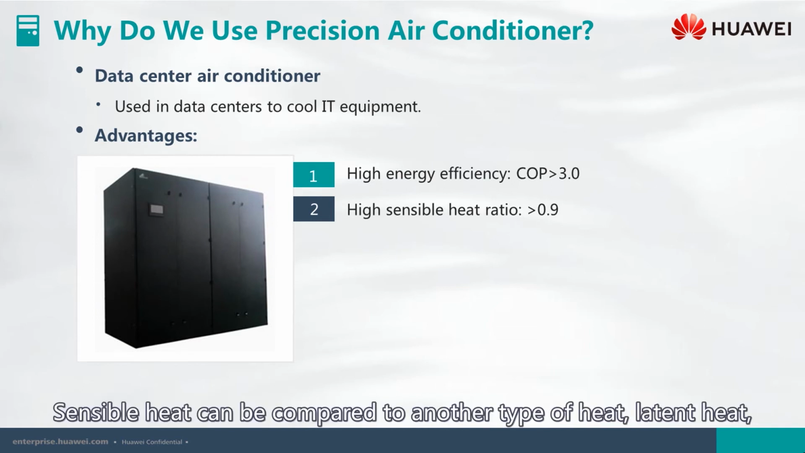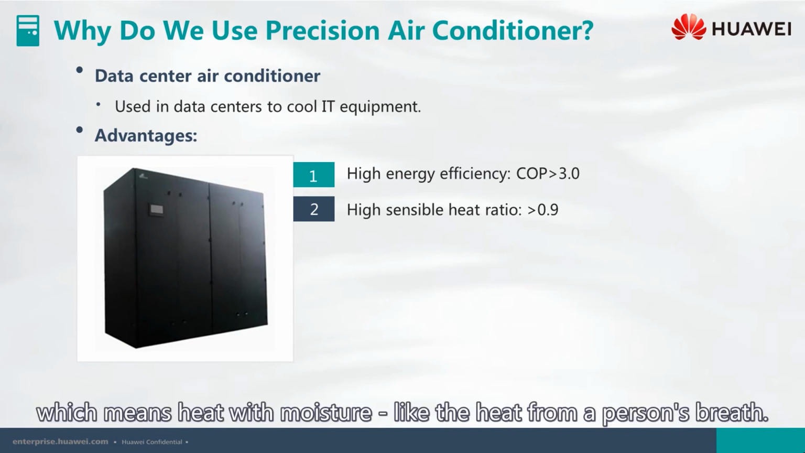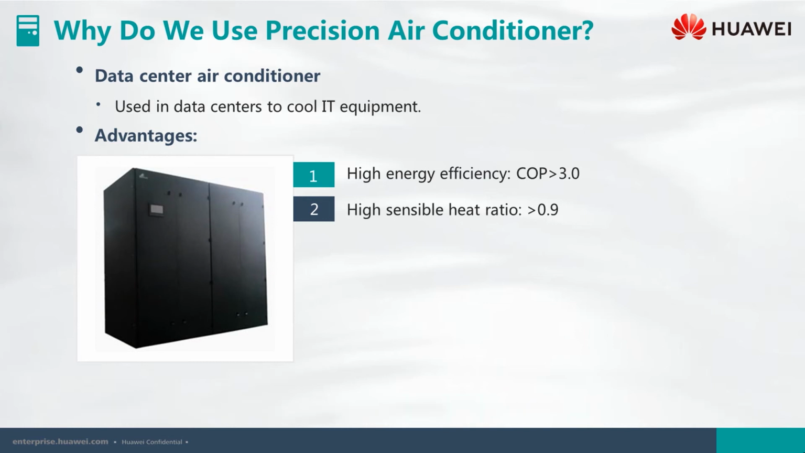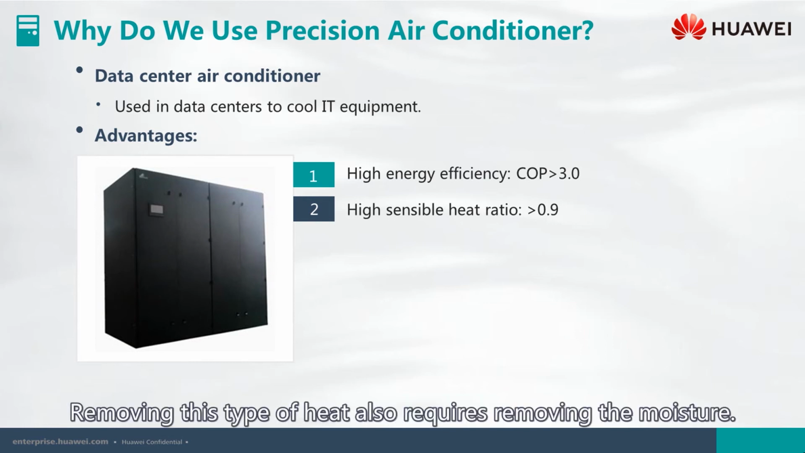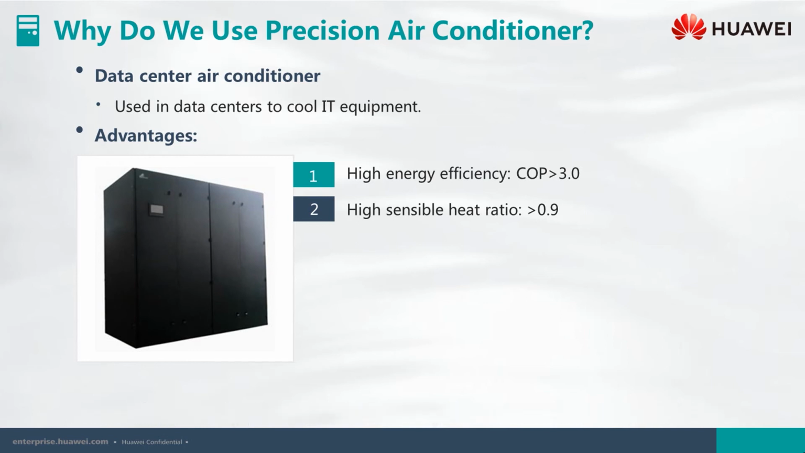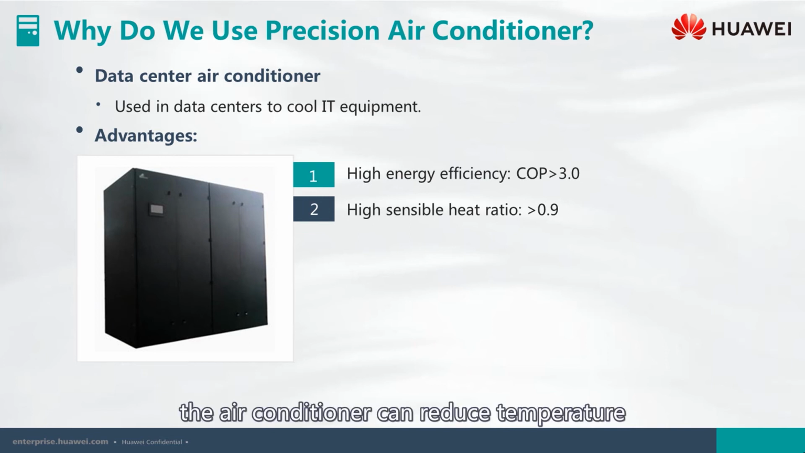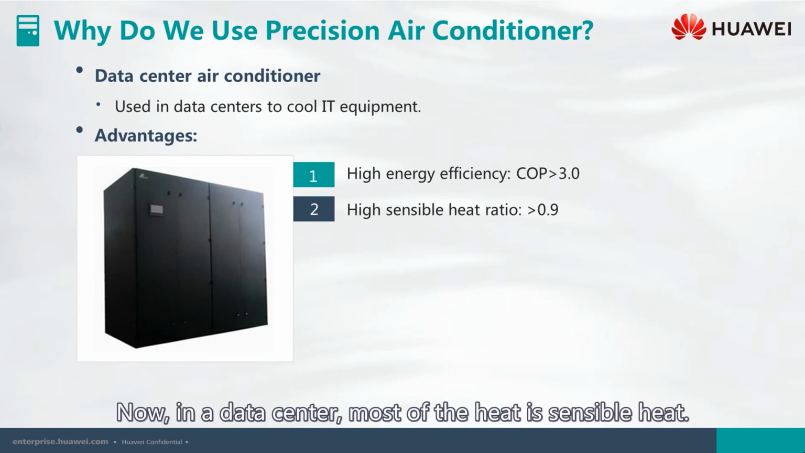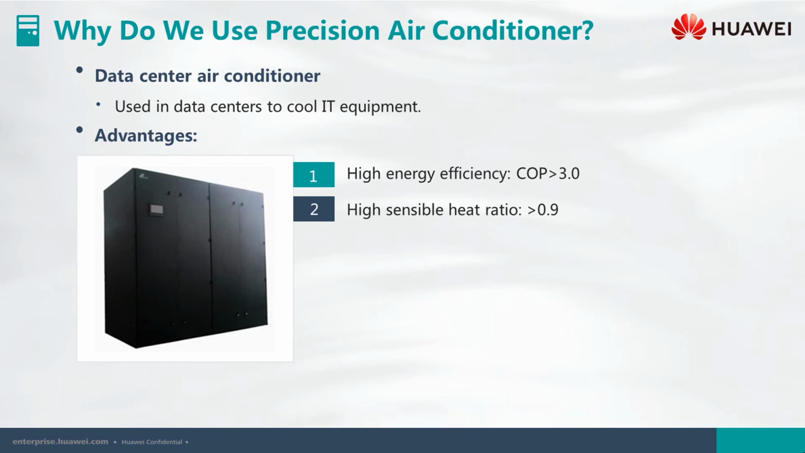Sensible heat can be compared to another type of heat, latent heat, which means heat with moisture, like the heat of a person's breath. Removing this type of heat also requires removing the moisture. A high sensible heat ratio means that the air conditioner can reduce temperature, but it is still difficult to remove moisture. Now, in a data center, most of the heat is sensible heat.